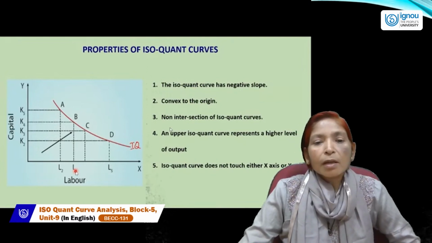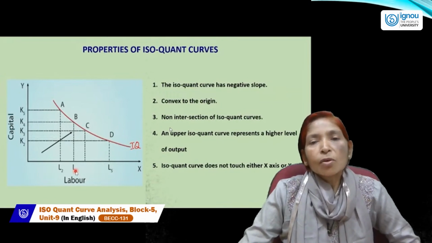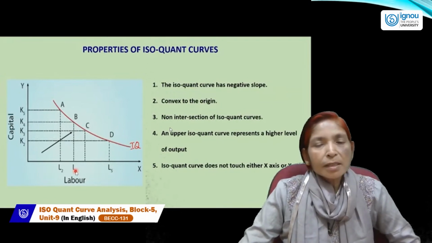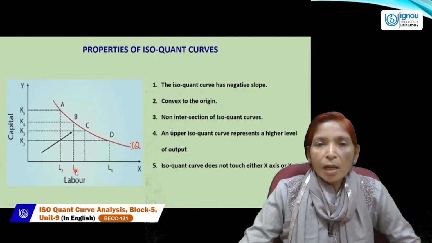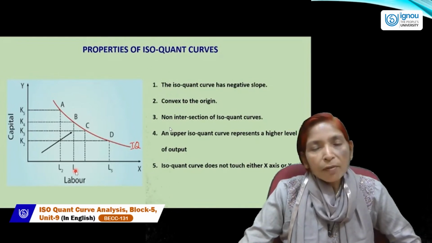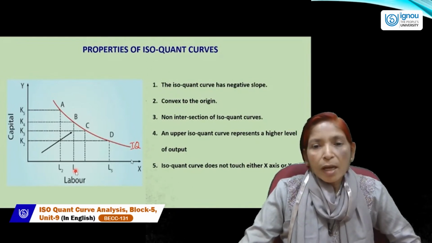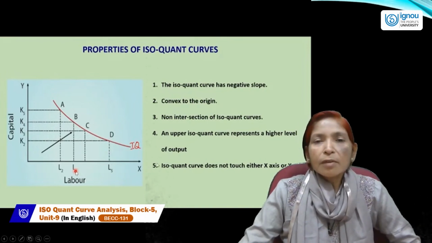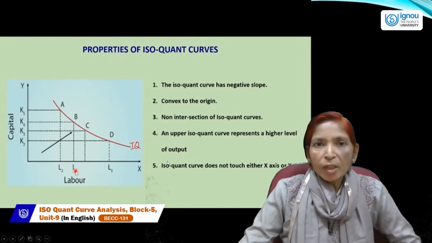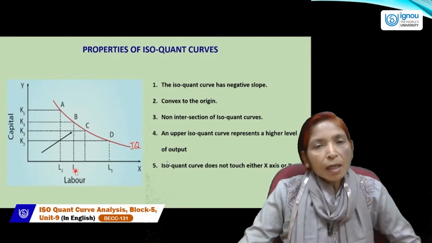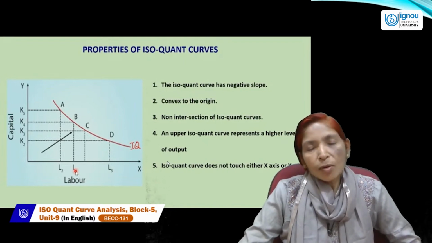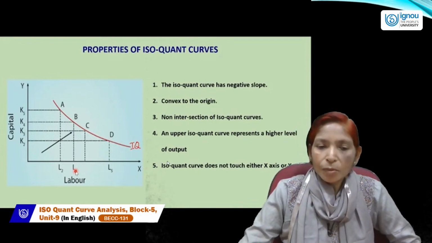The third property is non-intersection of isoquant curves. This property tells us that isoquant curves never intersect each other. If they intersect each other, it will give us an inconsistent result, or mathematically it will be wrong. So isoquant curves never intersect each other. And the fourth property is that there may be more than one isoquant curve, and a higher isoquant shows a higher level of output and a lower isoquant curve shows a lower level of output.